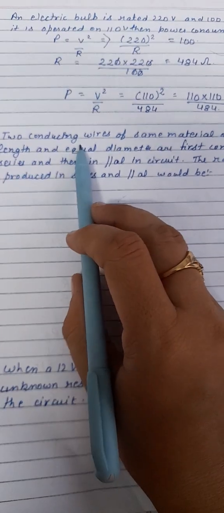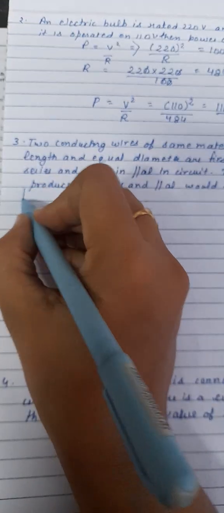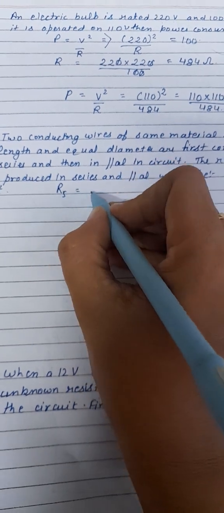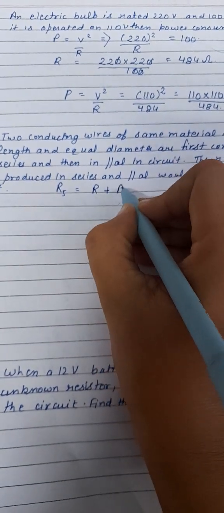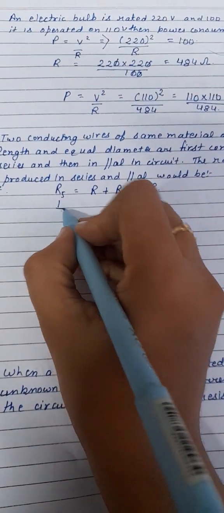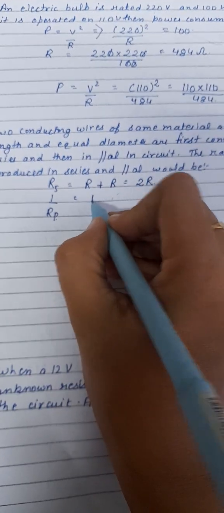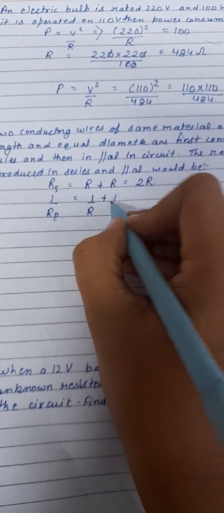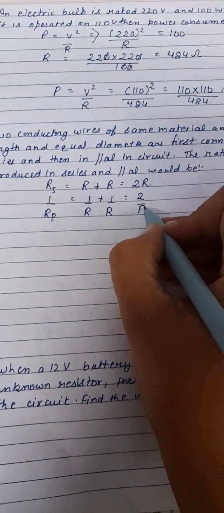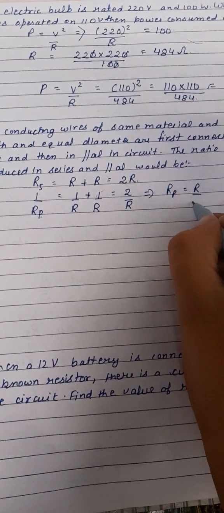First, there are two resistances, each of the same resistance. Suppose R1 is R and R2 is R. First we connect them in series, that is the series combination. First resistance is R, second is also R, means R plus R, that is 2R. If we connect them in parallel, here Rs means series, Rp means parallel. 1 by R, because resistance is the same, 1 by R plus 1 by R, this becomes 2 over R. Now reciprocate, then Rp is equal to R over 2.